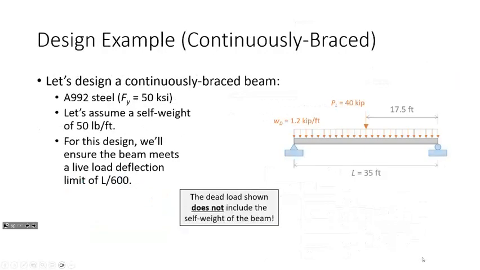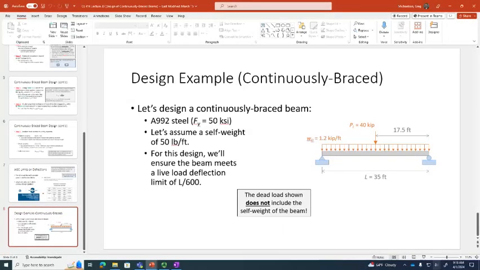Okay. So now we're going to design a beam. I'm keeping the beam pretty simple. It's a simply supported beam subjected to a uniformly distributed load and a point load. The point load is 40 kips and it's right at midspan. We're going to design this beam to ensure that it not only meets strength requirements, but it also meets a deflection limit of L over 600. That's a little bit of a stringent deflection limit, so just throwing that out there.